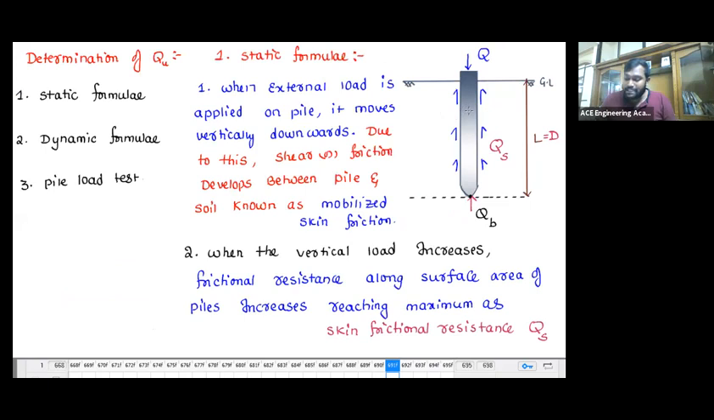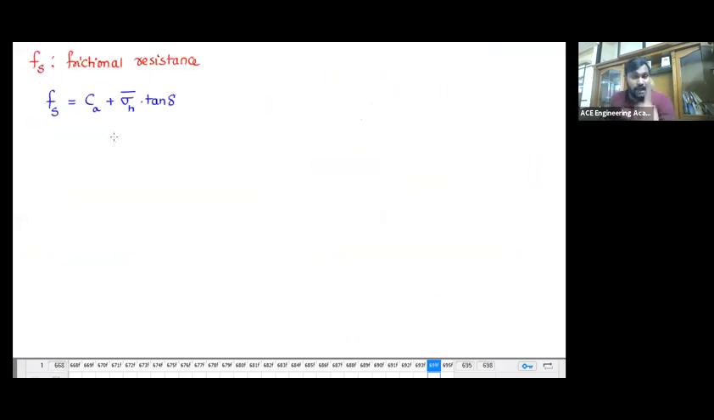You see, this is a pile, this is a soil. The attraction between the pile and the soil, which means the attraction between different materials, is nothing but adhesion. So number one, whatever skin friction is developed here depends upon the adhesion. Number two, the lateral earth pressure is also going to be there. While you are penetrating the pile, the lateral earth pressure will offer some resistance. So this skin friction depends upon number one, adhesion, number two, lateral earth pressure.